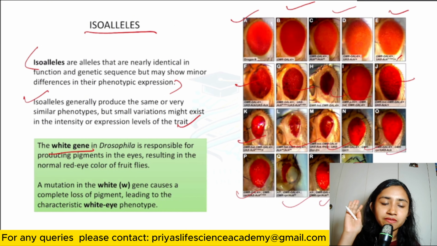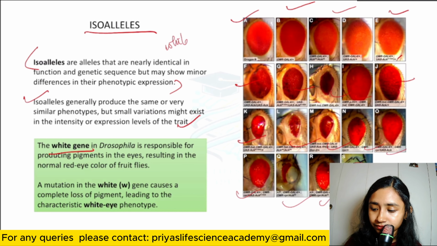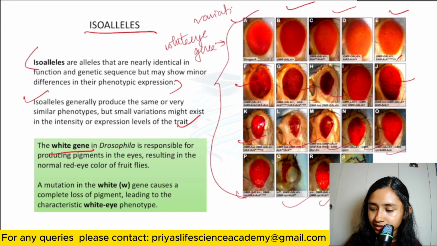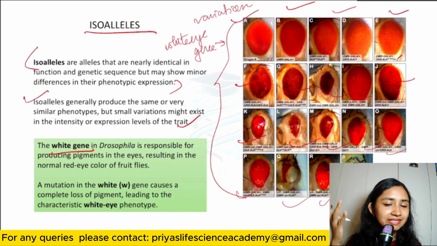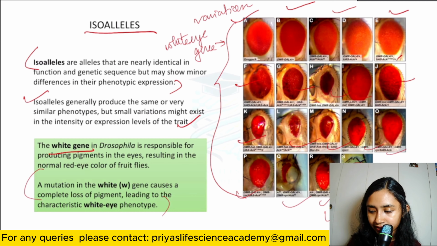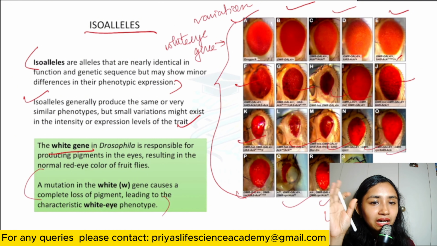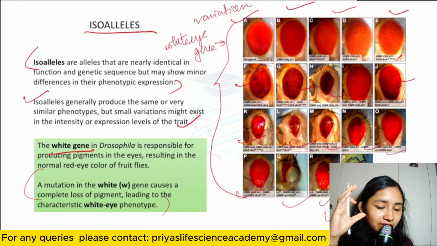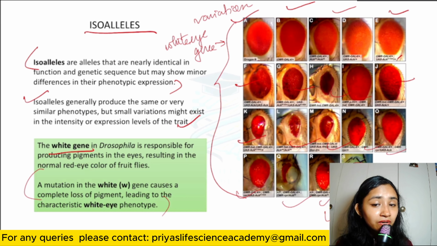So this white eye gene is very important. These are the variations of this white eye gene. So isoalleles are the alleles of a similar gene, just a slight variation of the similar gene. A mutation in the white eye gene causes a complete loss of pigment, leading to the characteristic white phenotype. We have witnessed that. I hope you understood what are isoalleles. Isoalleles are similar genes, modified in some way and producing different phenotypes, but pseudoalleles are of different genes.